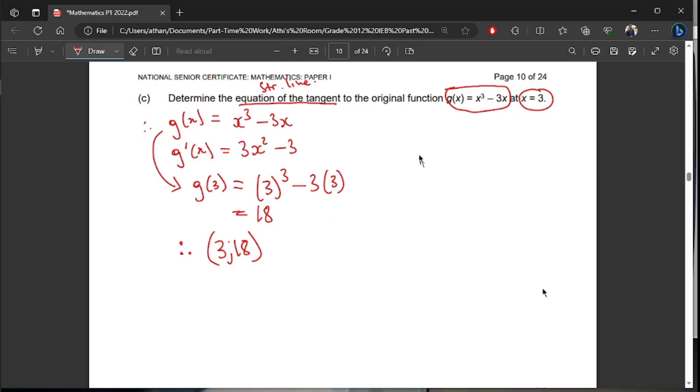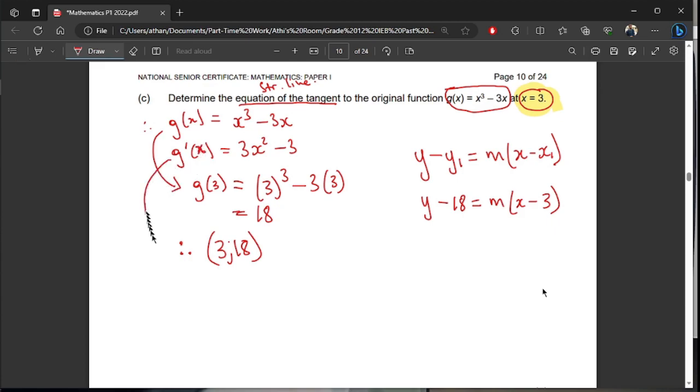Now I advise using this formula because we're looking for a straight line: y minus y1 is equal to m into x minus x1. This is an equation of a straight line. When I substitute, y minus 18 is equal to m into x minus x1, which is the value of 3. Now what we need is the gradient at that specific point, gradient at 3. That is why I have here the gradient or the first derivative.